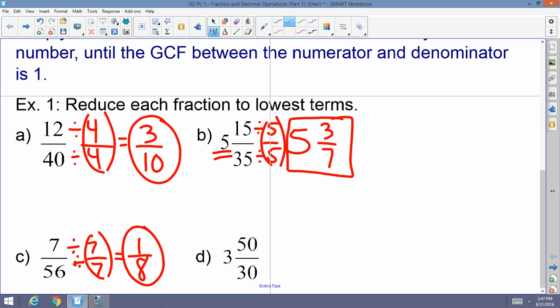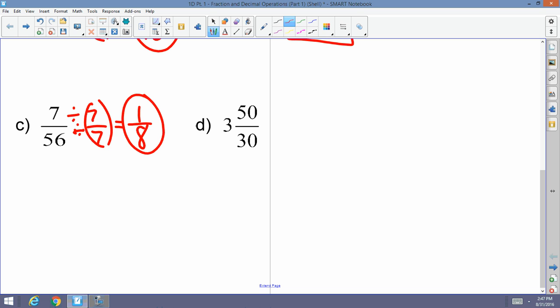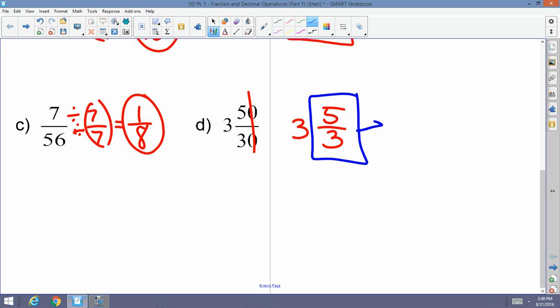And last but not least, first of all, we have 3 and 50/30. Immediately, I'm going to get rid of this 0 because I can divide 10 to both top and bottom. So that gives me 3 and 5/3. Now, this is technically not a mixed number because I have a whole number with an improper fraction. So I have to simplify the improper fraction first. And this 5/3 becomes 1 and 2/3.